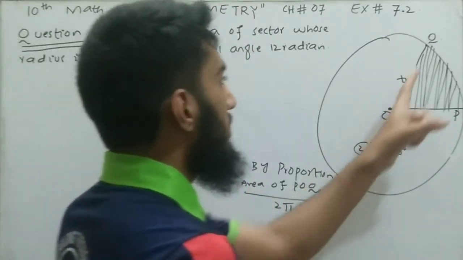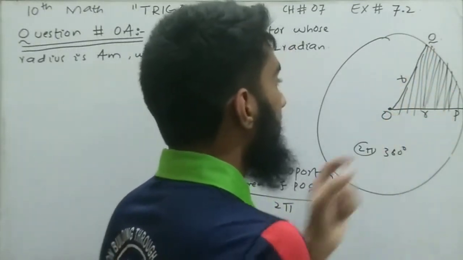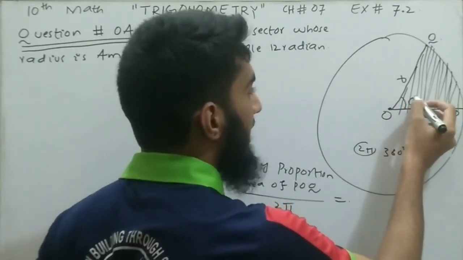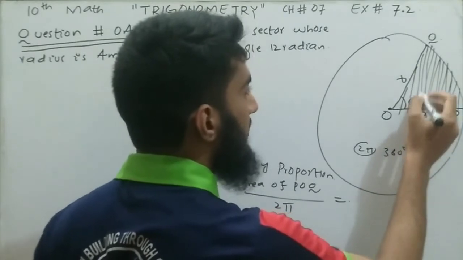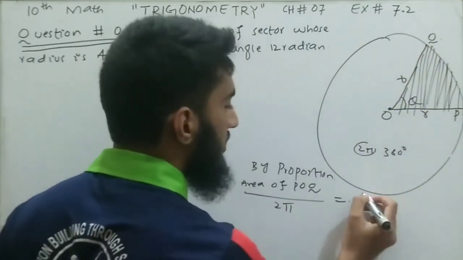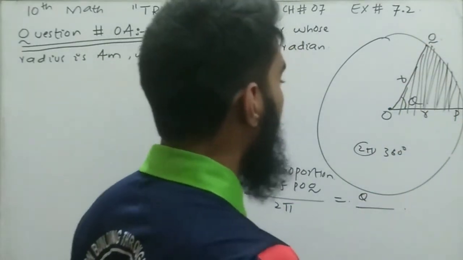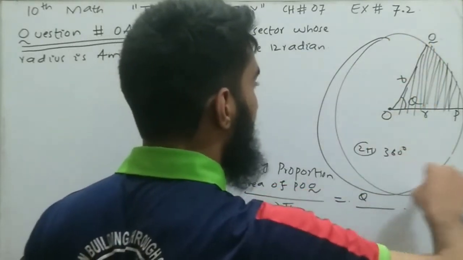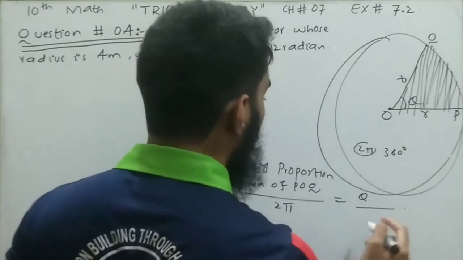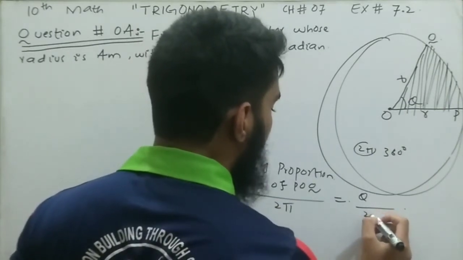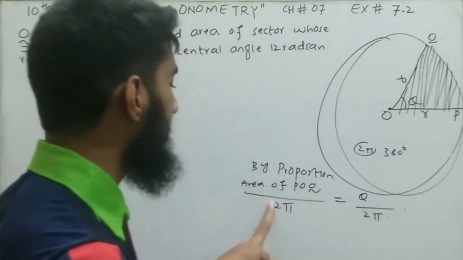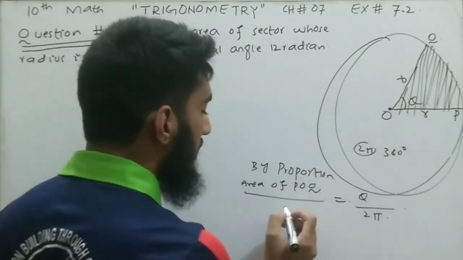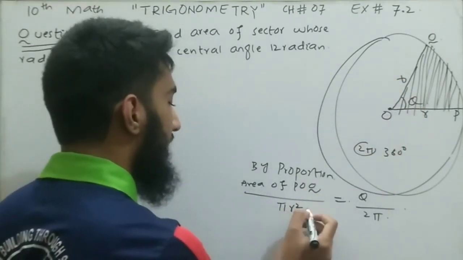over here we take the area of the POQ sector. So we will take the angle made by this sector. Let's suppose the angle subtended by this sector is theta, divided by the angle subtended by this circle. You know that the angle subtended by this circle is 2 pi. Over here, this is not the area, this is actually the angle. The area of the circle, you know, is equal to pi r square.